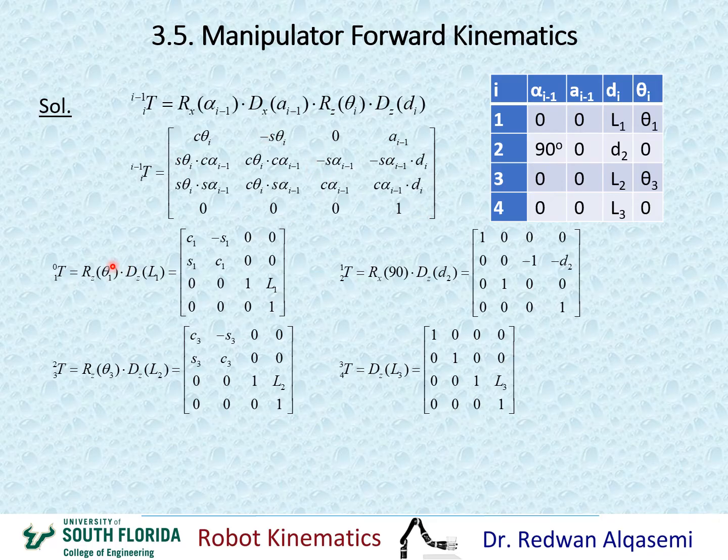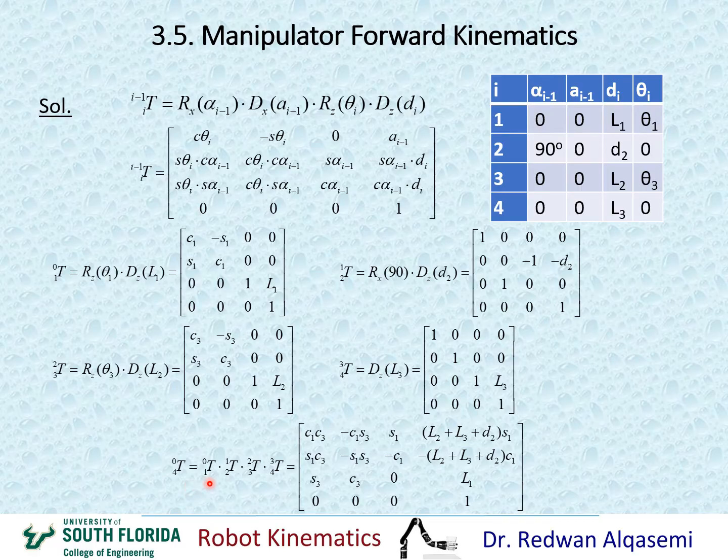Okay, so now I have the description of frame 1 relative to frame 0 here, and another description of frame 2 relative to frame 1 here, another description of frame 3 relative to frame 2 here, and another description of frame 4 relative to frame 3 here. Now if I need to find the description of frame 4 relative to frame 0, all I have to do is multiply all of these matrices together. If I do that, and multiply all these transformation matrices together, I find T4 relative to frame 0. Okay, after the multiplication, this would be my 4x4 transformation.